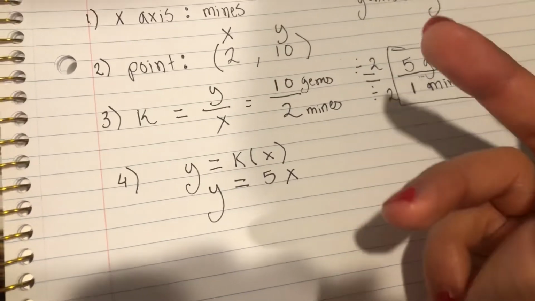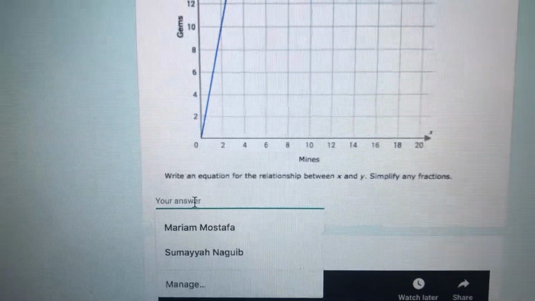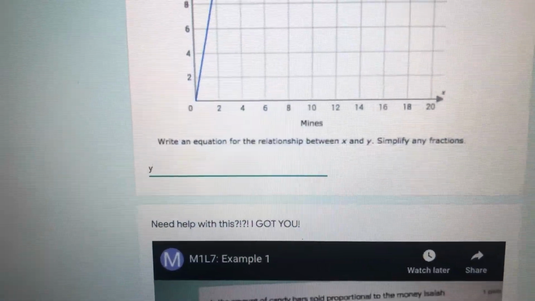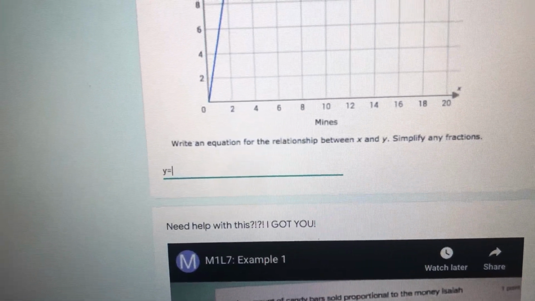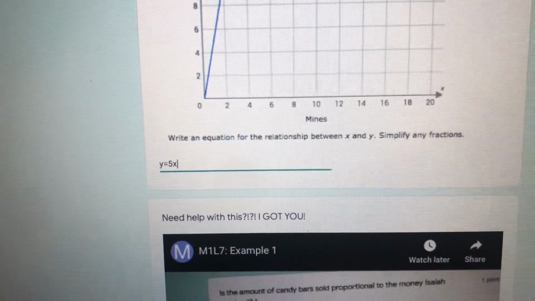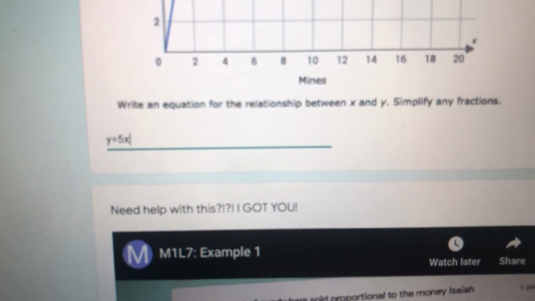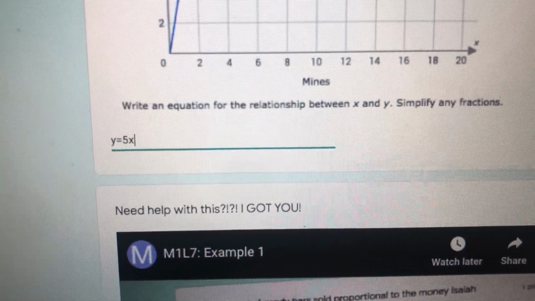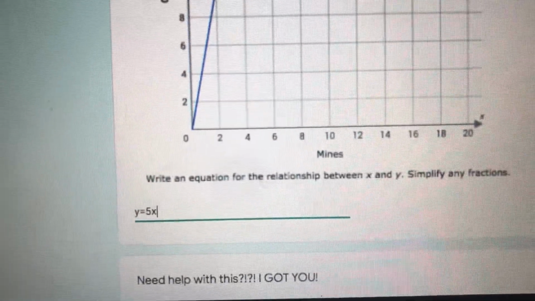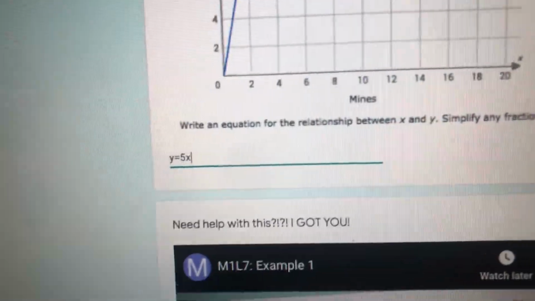So when you type that in right here, you're going to put y. Don't put any spaces, okay? No parentheses, nothing. Just write y equals 5x without any space. Just leave it just like that. And then that's it. That's your answer.